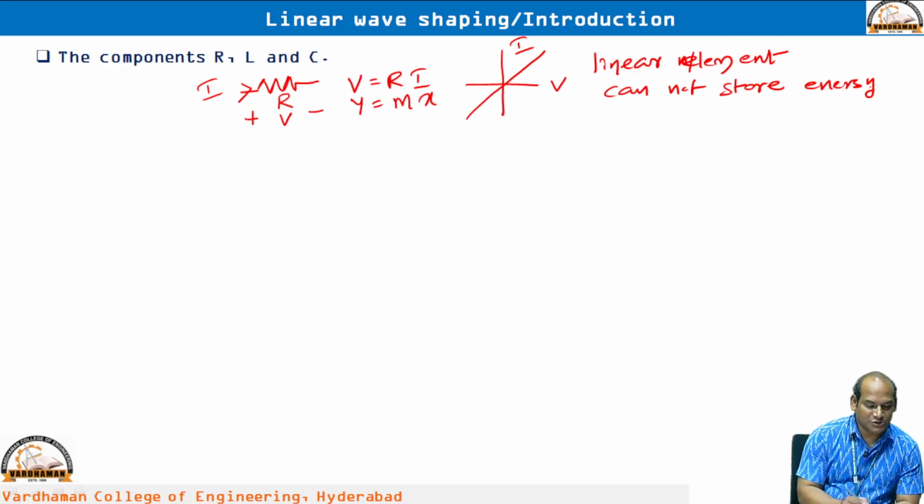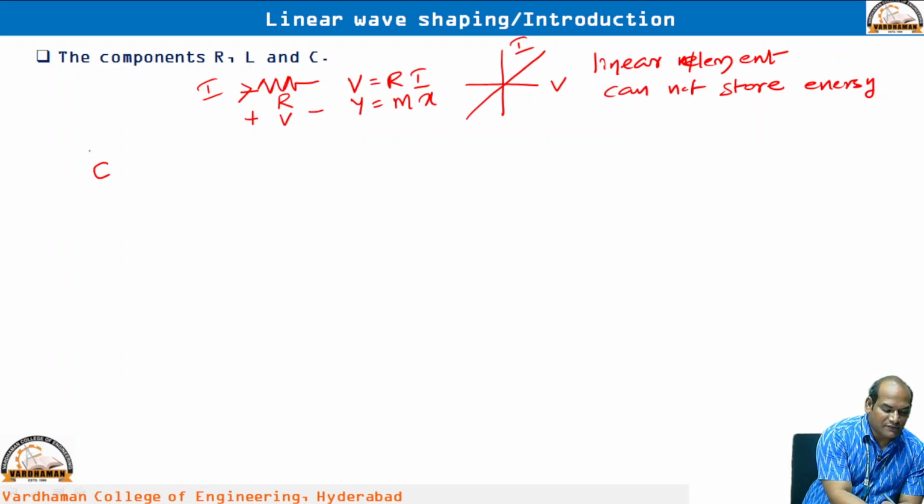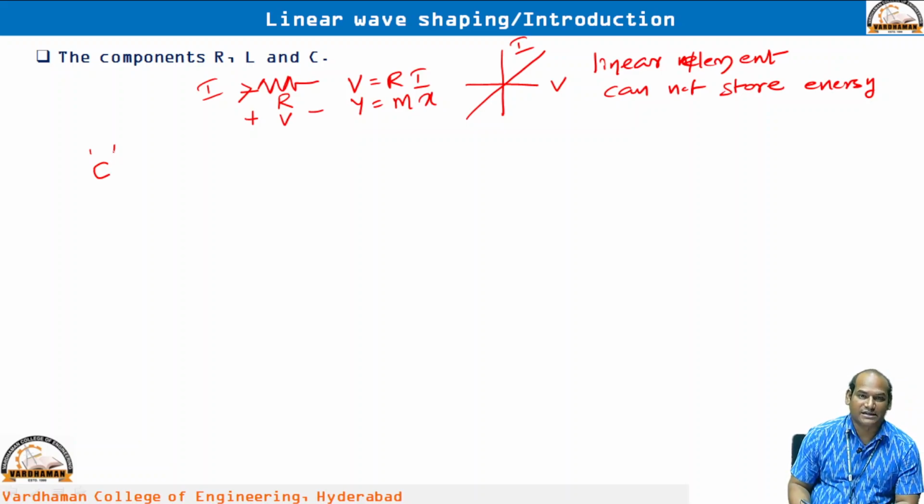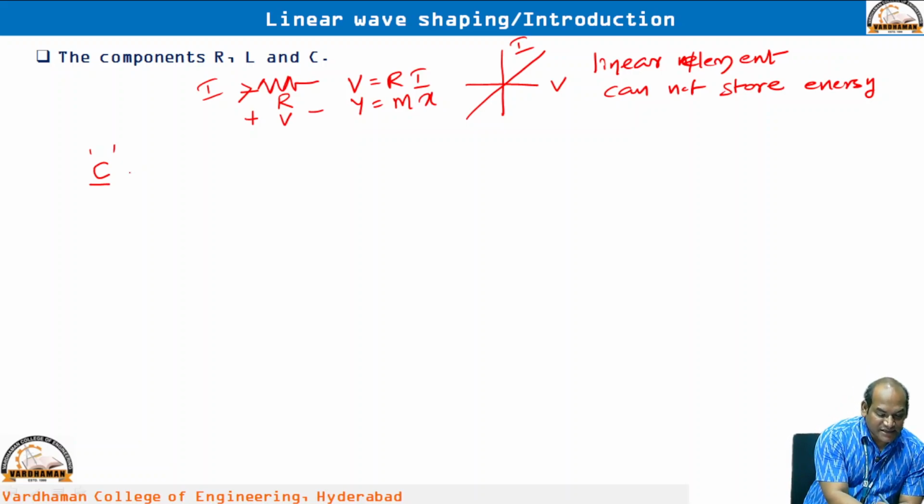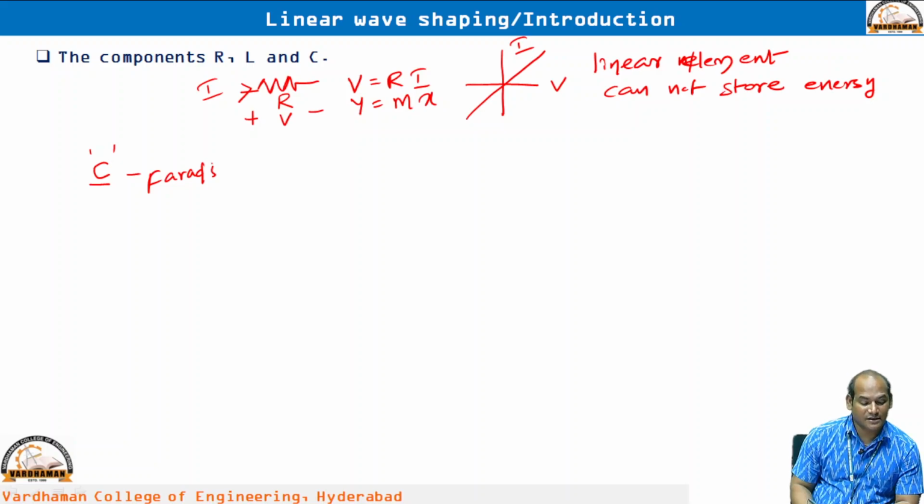Then coming to the capacitor, we are going to deal with the capacitor a lot compared to the inductor, so we will concentrate on the capacitor first. The capacitor is an energy storage element. The capacitor is measured in farads, and resistance is measured in ohms. These things we already know, but just for completeness I am revising. As the capacitor is an energy storage element, it can store energy in the form of an electric field, whereas an inductor stores energy in the form of a magnetic field.